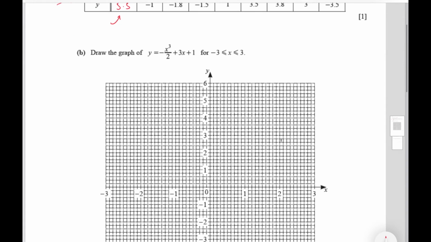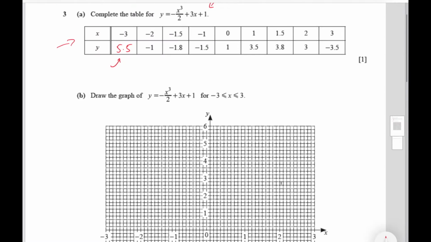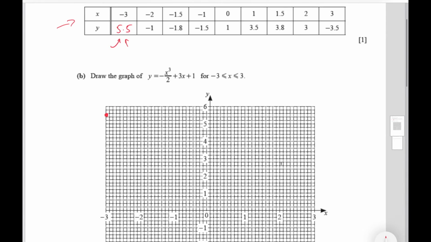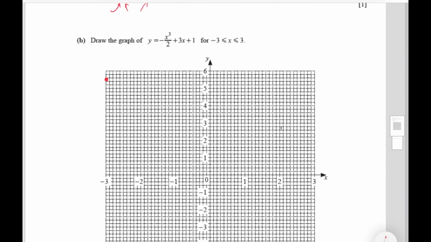The next part says draw the graph of y equals negative x cubed over 2 plus 3x plus 1 for negative 3 less than or equal to x, which is less than or equal to 3. So let's plot all of these values. Let's plot the first one over here. This is going to be negative 3 and 5.5, which is supposed to be over here. Then it's negative 2 and negative 1. So negative 2 is over here, I believe. Yes, it is supposed to be over here. And negative 1 is supposed to be at this point right here.